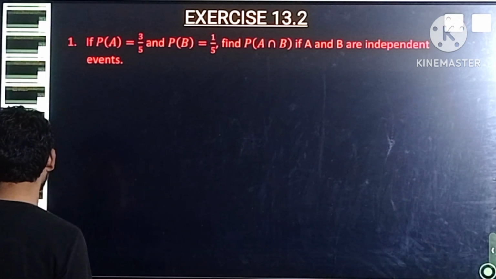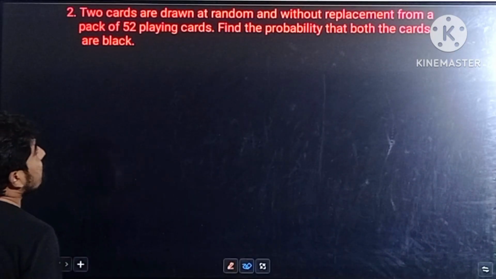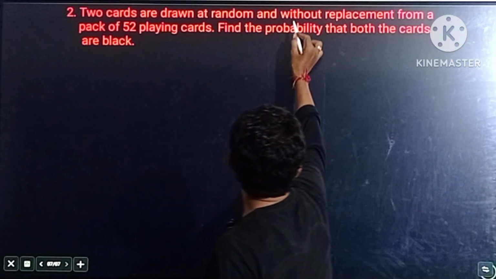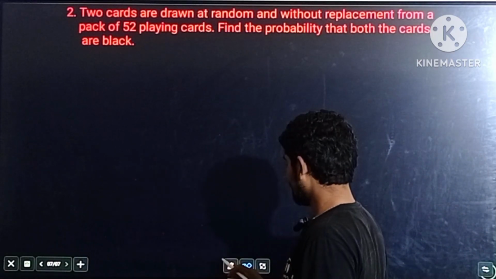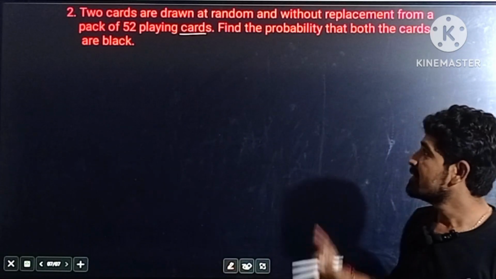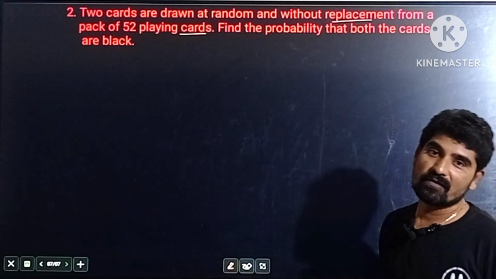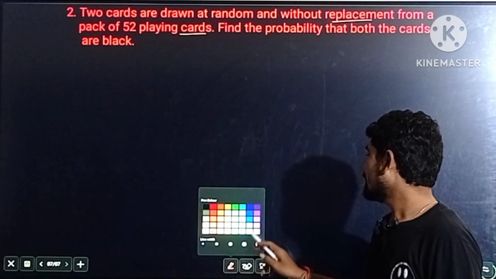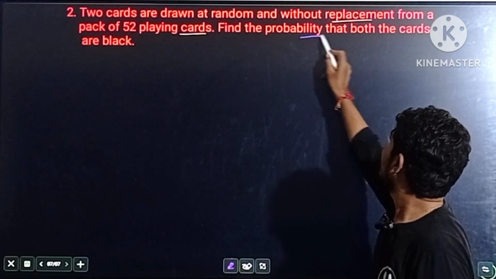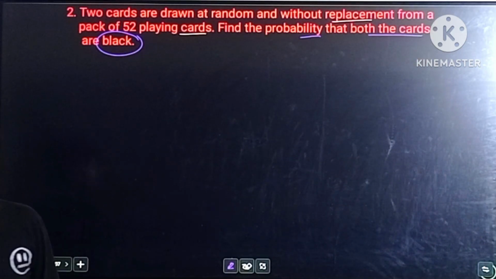And the next question is: two cards are drawn at random and without replacement from a pack of 52 playing cards. Here in this question, he is taking two cards without replacement from the pack of 52 playing cards, and we need to identify the probability that both the drawn cards are black.